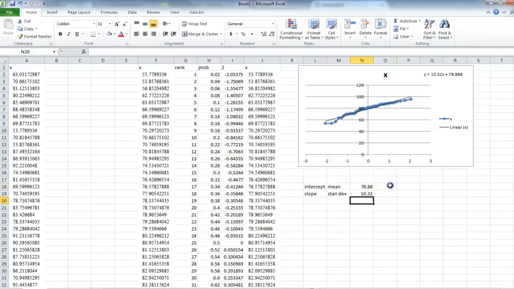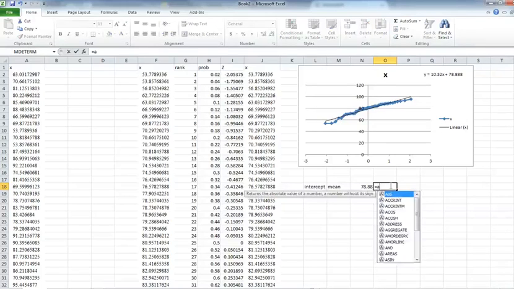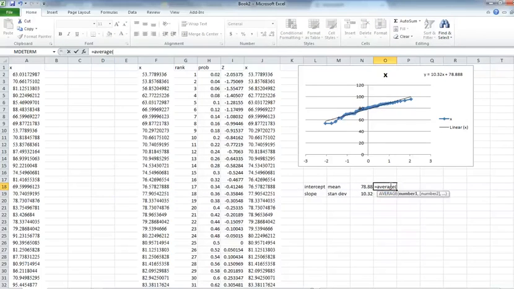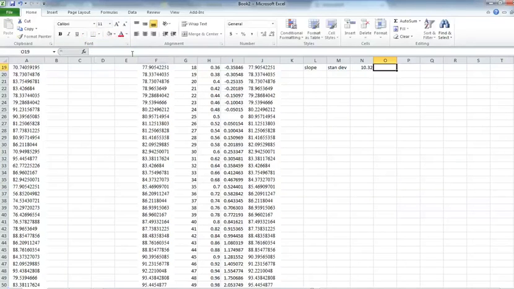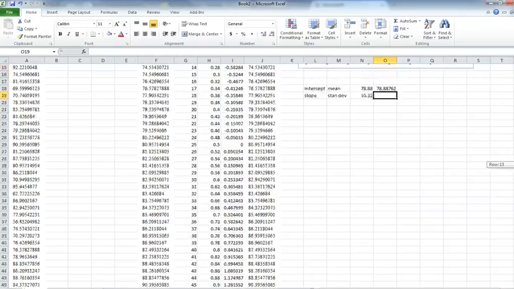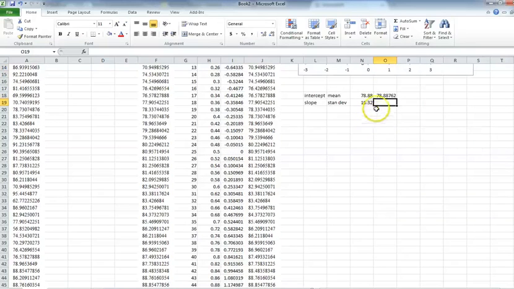Now I'm going to calculate the mean. To calculate the mean of the sample, I'm going to say equals average. That's a quick and dirty way of getting the mean. Click on that, Control Shift down, and that should give me the average of the population that the sample came from. Pretty close, very close.